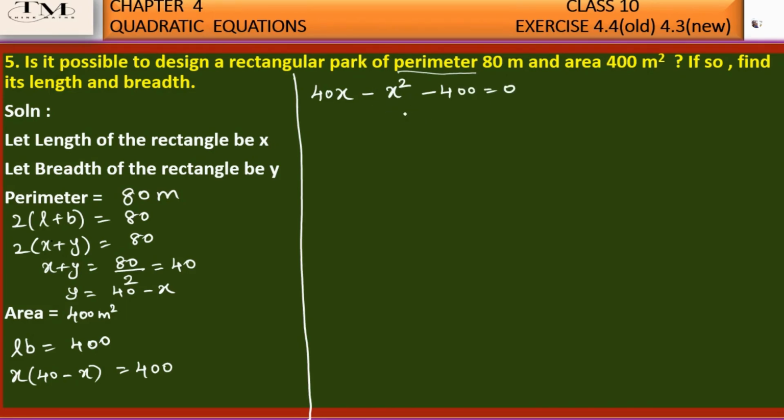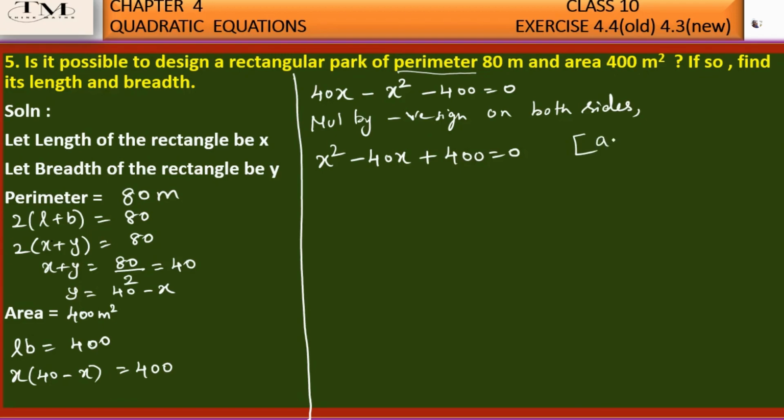Usually we will keep the coefficient of x square as positive. So we have to change to positive by multiplying by negative sign on both sides. Usually we should multiply on both sides so that the value doesn't change. So minus into minus is plus x square, plus 40x into negative is minus 40x, minus into minus will become plus 400 equal to 0.